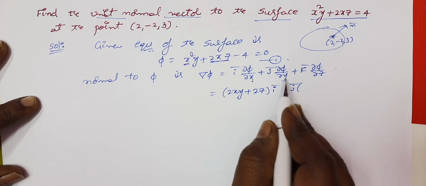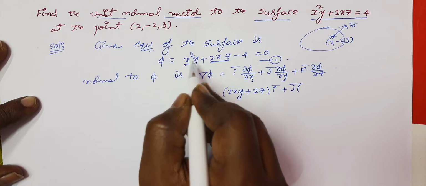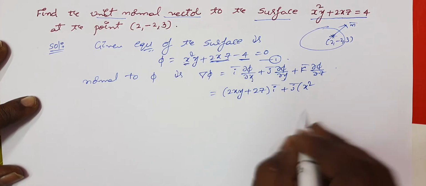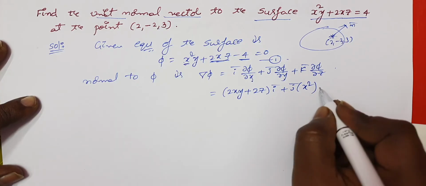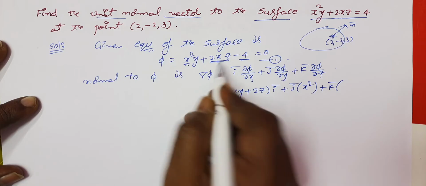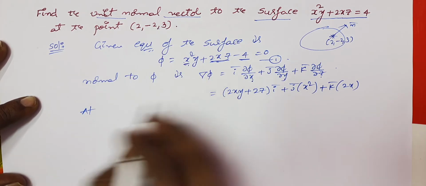In this case, except y, the remaining are all constants. So the partial derivative of phi is only 1, x square into 1 is x square. This term becomes 0, plus k bar into the partial differentiation of phi with respect to z. This is 0, this is only 2x. Now substitute the point in this one.